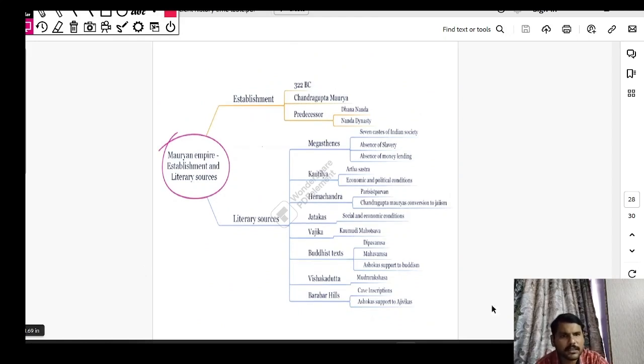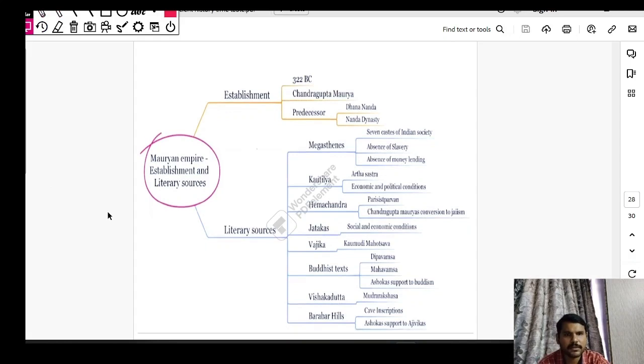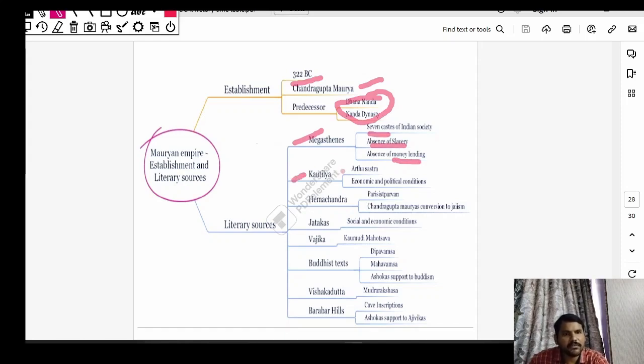So, a quick revision of whatever we have studied till now. We have seen how the Maurya Empire was established in 322 by Chandragupta Maurya, and Dhanananda of the Nanda dynasty was the predecessor. We have seen Megasthenes' Indica, where he mentioned the absence of slavery, the absence of money lending, and seven castes. Kautilya's Arthashastra is very important, and Hemachandra, Jain literature.